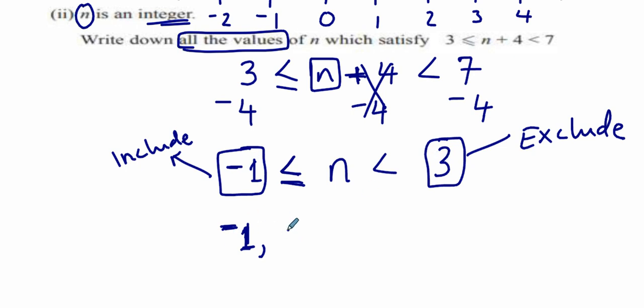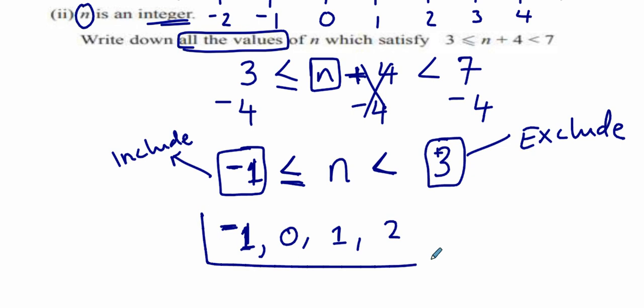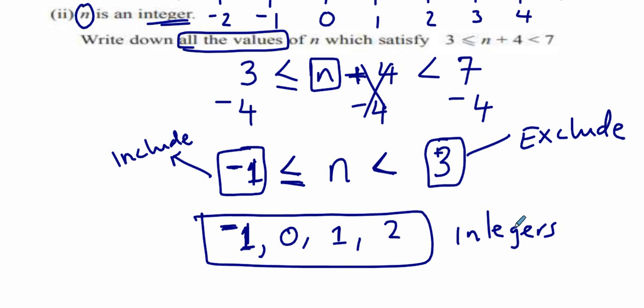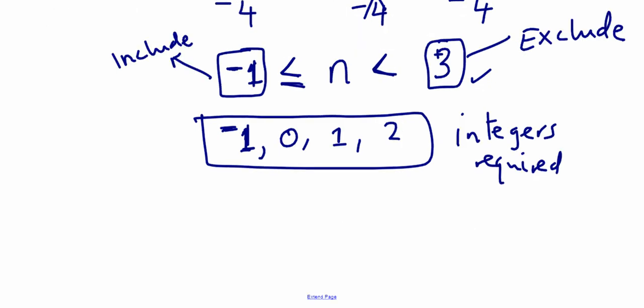So the numbers starting with negative 1, which are between negative 1 and 3, excluding 3, will be negative 1, 0, 1, 2, not in a list with 3, because here they are saying all the numbers which are less than 3, and they lie between negative 1 and positive 3. This is the list of the numbers. These are the integers required, which satisfy this inequality. I hope that helps.